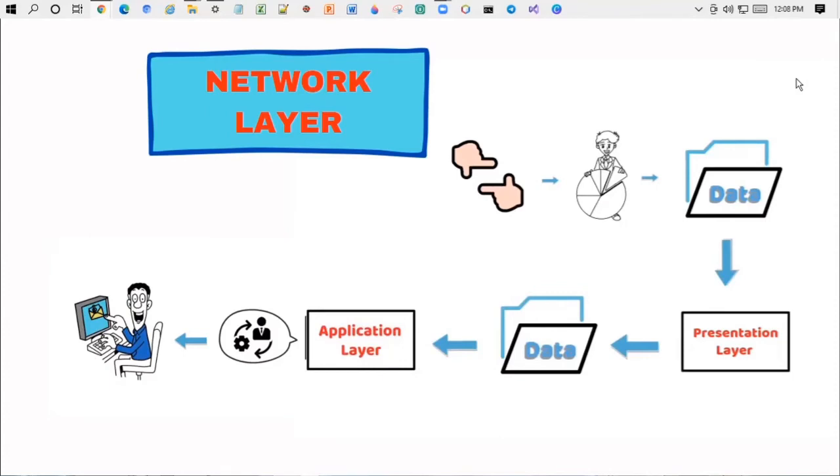Function of the network layer. It translates logical network addresses into physical addresses concerned with circuit, message, or packet switching. Routers and gateways operate in the network layer.